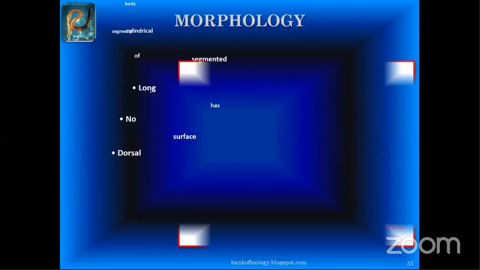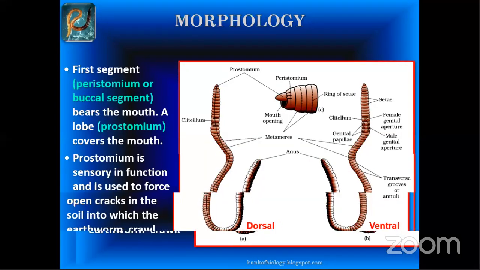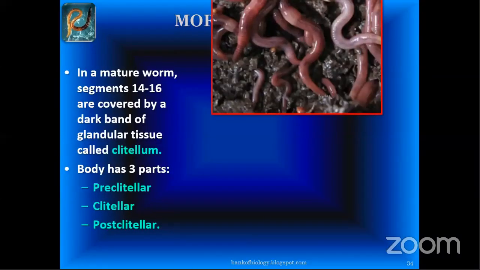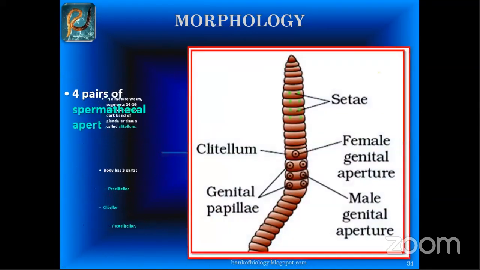So here, let's look at the morphology. It is externally segmented. The first segment is the peristomium. It has a lobe called the prostomium. The prostomium is sensory in function and is used to force open cracks in the soil into which the earthworm will crawl. Then the mature earthworm has segments 14 to 16 covered in a dark band of glandular tissue called clitellum. The body has three parts: preclitellar, clitellar, and postclitellar segments.